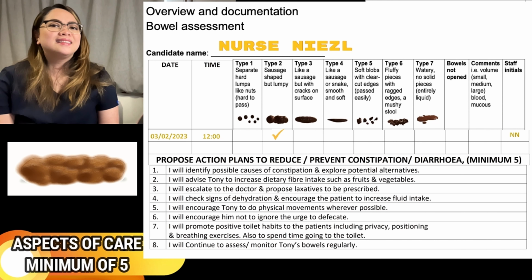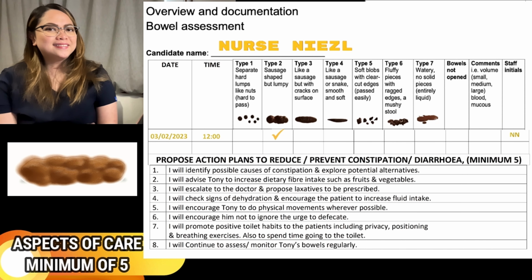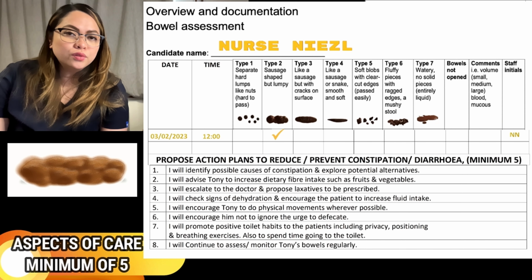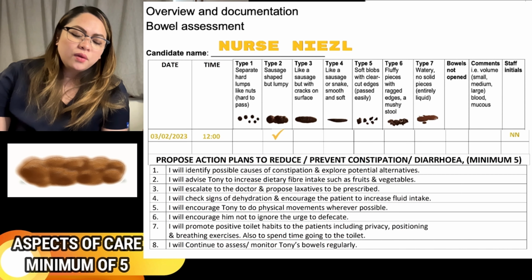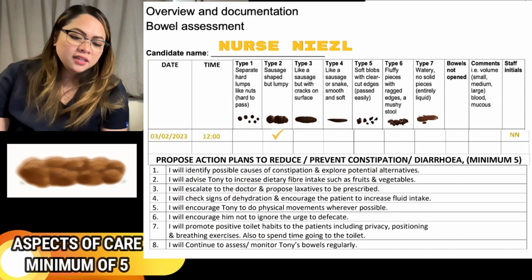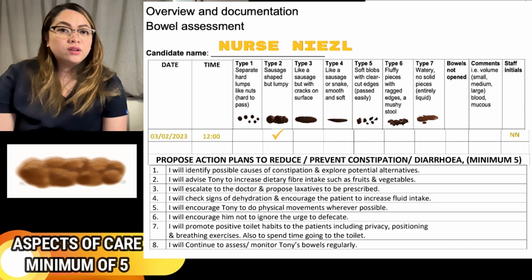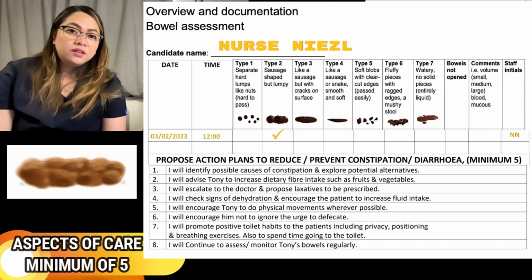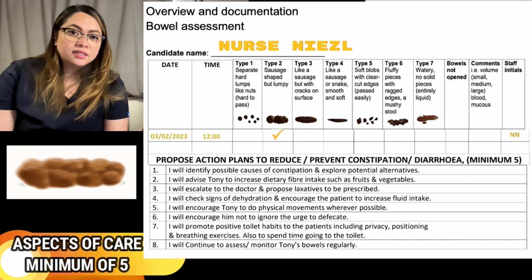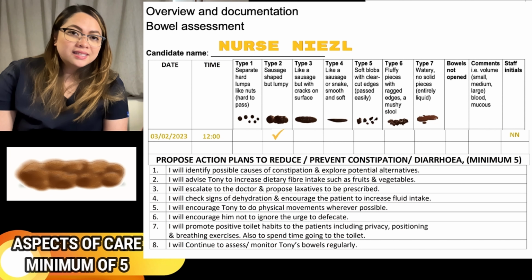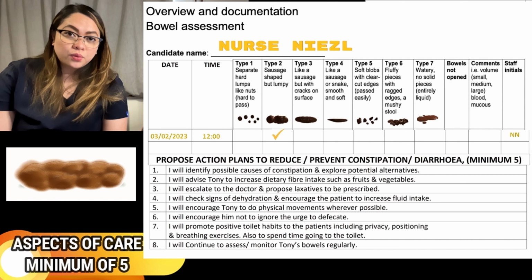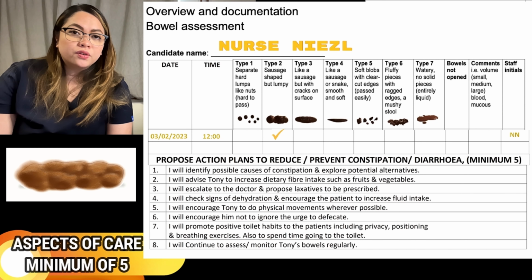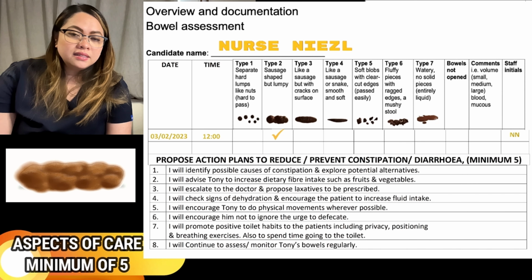We already identified the type of stool, so the next one is I will consider possible causes of the constipation, such as medication, and I will explore potential alternatives. I will definitely advise Tony to increase fiber intake, such as fruits and vegetables. I will escalate to the doctor and propose laxatives to be prescribed to the patient. I will definitely check the signs of dehydration, and with that, I will encourage the patient to increase fluid intake. I will encourage Tony to do physical movements wherever possible.